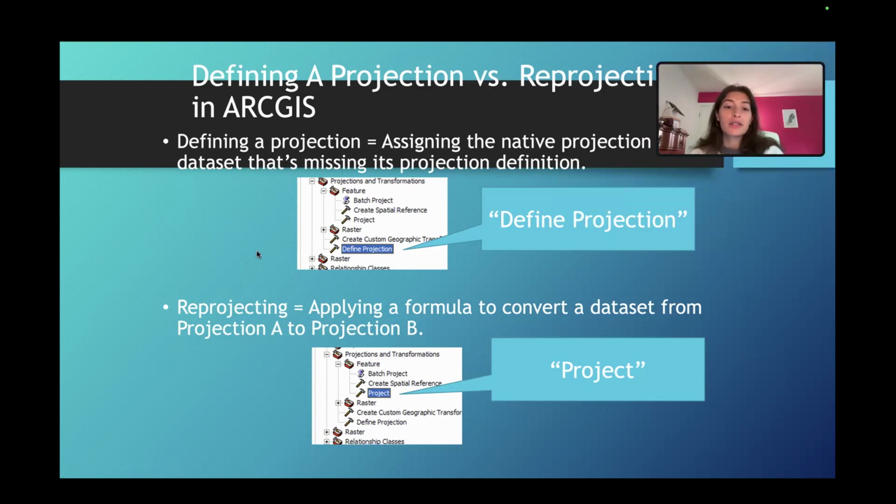Now, defining a projection, this is assigning the native projection to a dataset that might be missing one. If you don't have a projection at all, you would define a projection. If you want to reproject, though, you have an original projection and then you want to change it, you are going to be reprojecting, so you're applying a formula that converts dataset A to dataset B, or projection A to projection B.